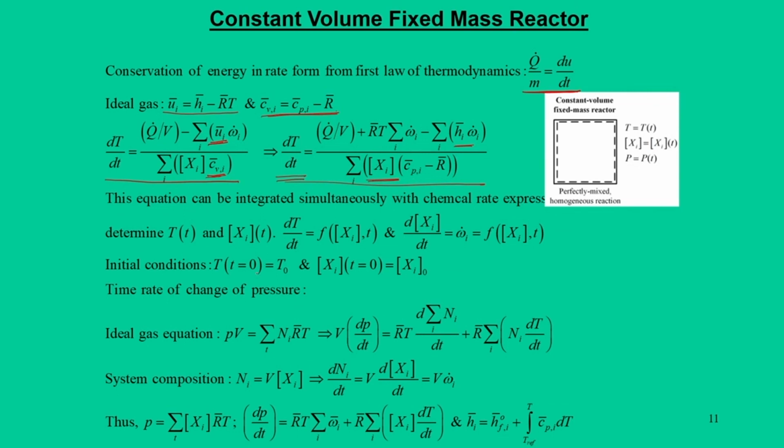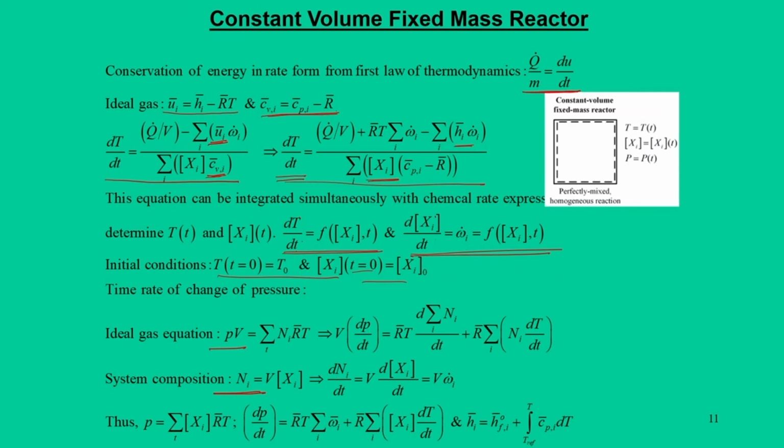So, this equation can be integrated simultaneously with rate expressions to find two complete expressions, that is, temperature change with respect to time and concentration change with respect to time. With the same initial conditions and reaction kinetics, the systems can be modeled with respect to the ideal gas frame of equations and system compositions. So, ultimately there are two equations that need to be solved, dT by dt and dxi by dt, with these initial conditions and chemical kinetics.